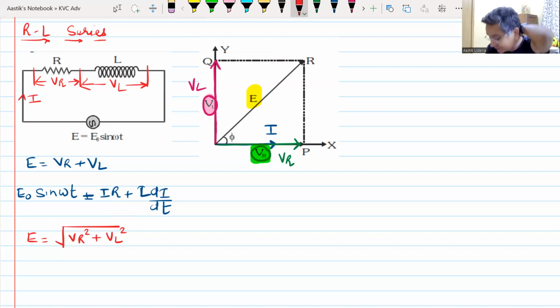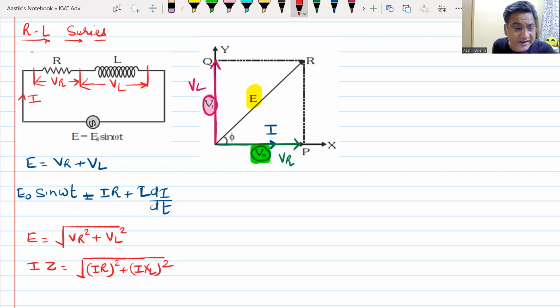Now this E, which is the RMS value of voltage or the peak value of voltage, can be written as I multiplied by Z. So I multiplied by Z will be equal to under root of (I multiplied by R) whole square plus (I multiplied by XL) whole square. You will see that this I will get cancelled and you will get the value of Z as under root of R square plus XL square.